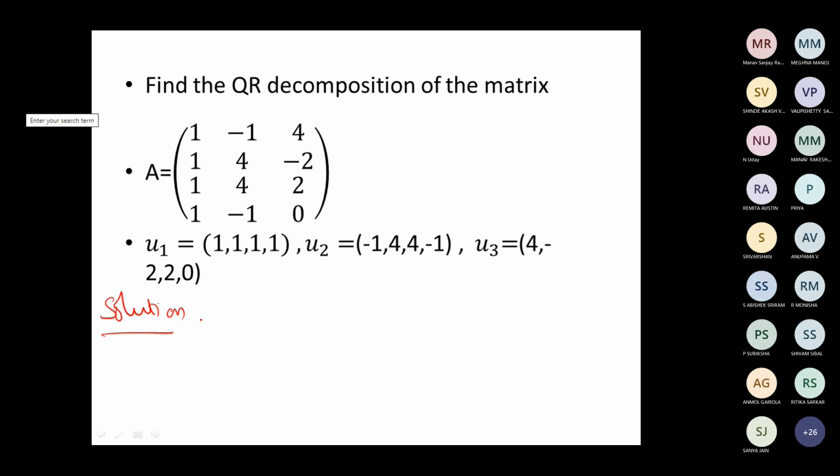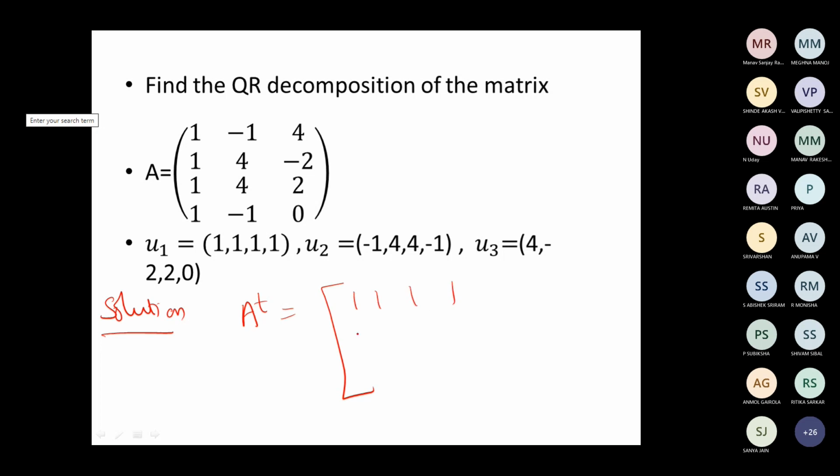If you want, you can do it like this. Sometimes the question itself will say: find the QR decomposition of the matrix, assuming the three columns form the basis for the column space. If it is mentioned, you need not check. Otherwise, check. So what I do is, I'll take A transpose.